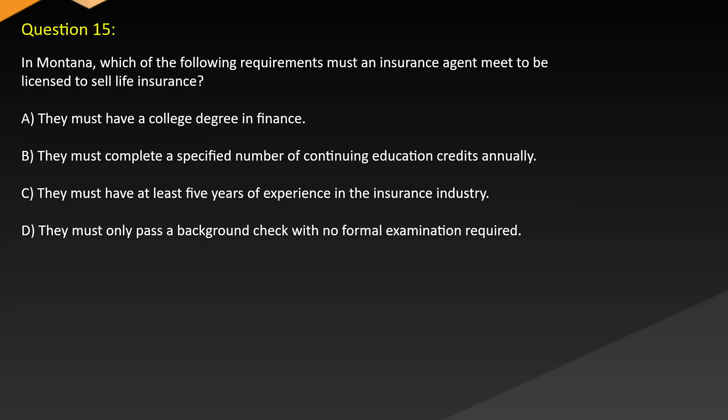Question 15. In Montana, which of the following requirements must an insurance agent meet to be licensed to sell life insurance? A. They must have a college degree in finance. B. They must complete a specified number of continuing education credits annually. C. They must have at least 5 years of experience in the insurance industry. D. They must only pass a background check with no formal examination required.